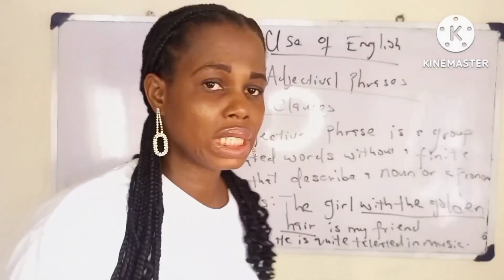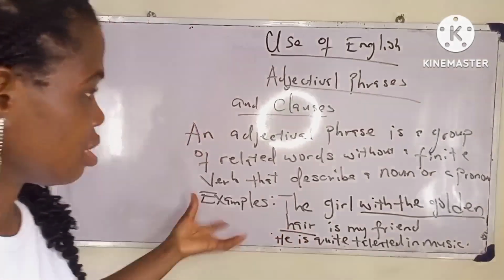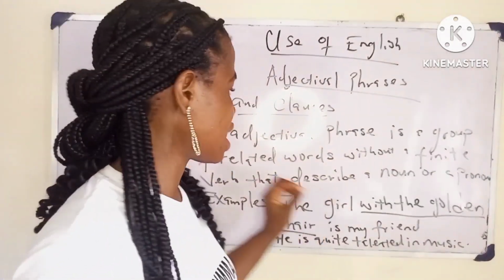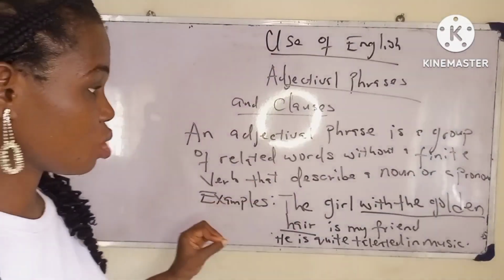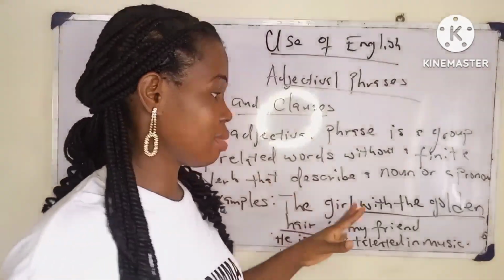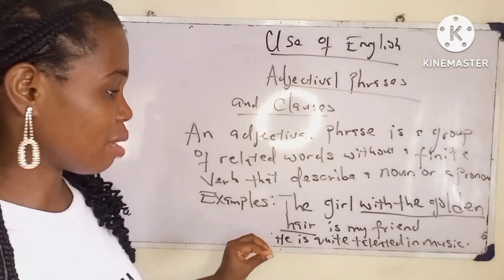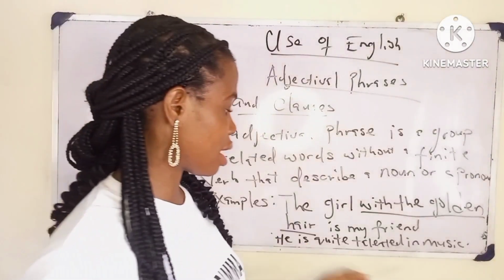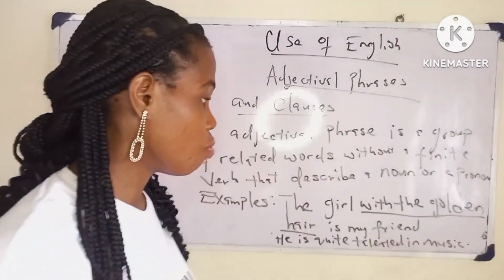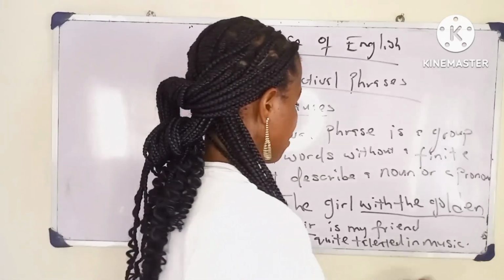Now let's look at the board. This is the definition of an adjectival phrase: a group of related words without a finite verb that describes a noun or a pronoun. Now I've explained this, let's look at some examples. The girl with the golden hair is my friend.